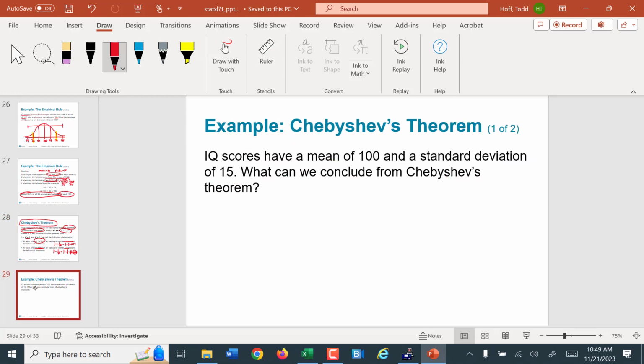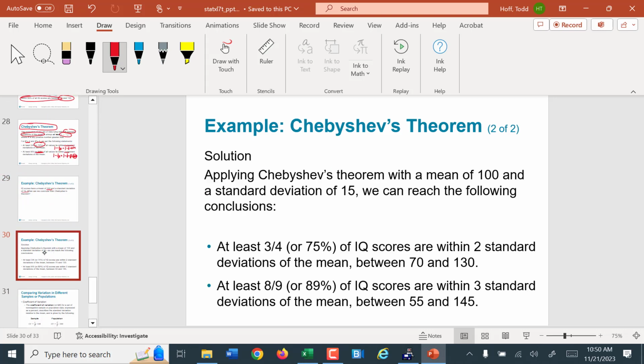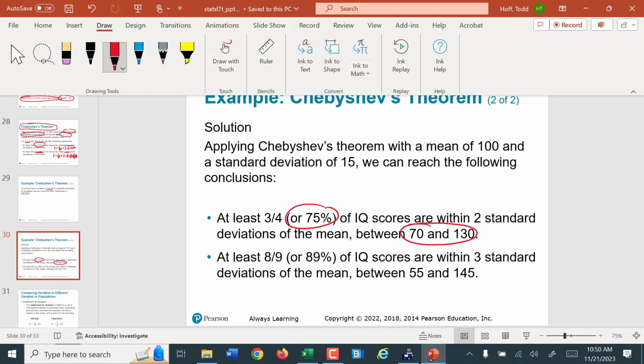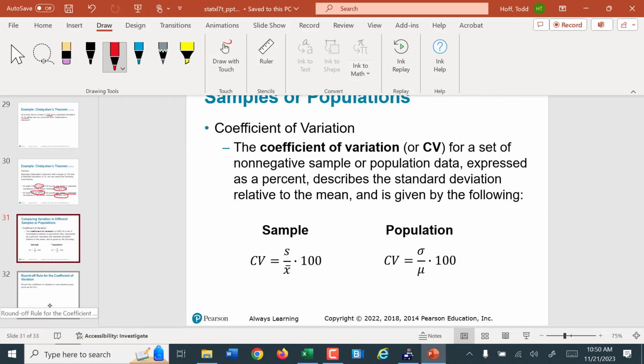So an example here, if we have that data set with a mean of 100 and standard deviation of 15 again, 2 standard deviations would be between 70 and 130. We expect at least 75% to be in that range. If it's normally distributed, of course, that goes up to 95%. From 55 to 145, that's 3 standard deviations. We expect at least 89% of the data to be in that range. So we know that the empirical rule is always going to give us a higher percentage of the data in the middle. But again, the empirical rule only applies to normally distributed data.